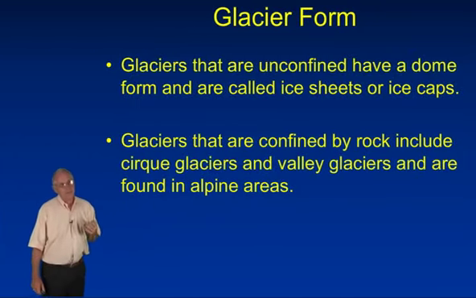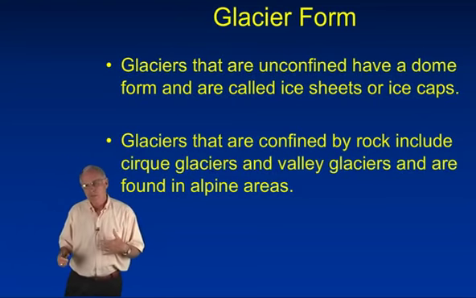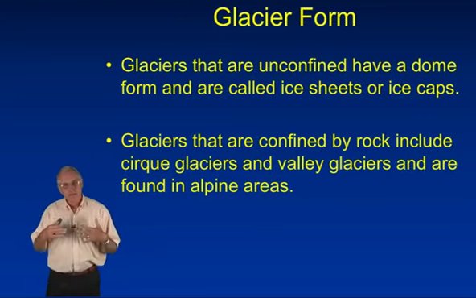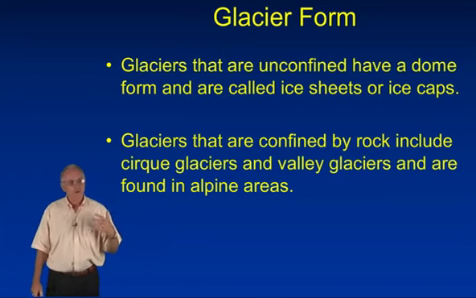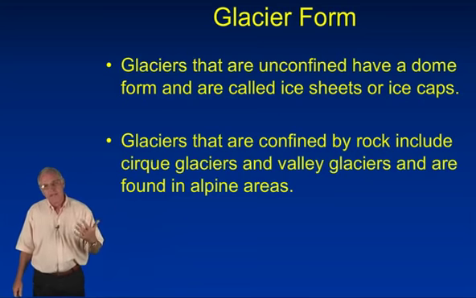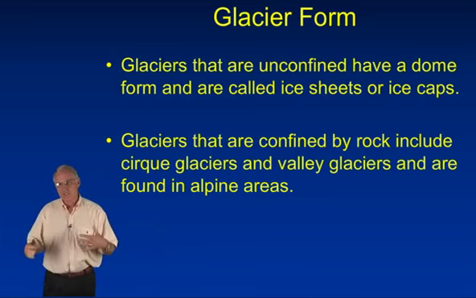Another way we can classify glaciers, in addition to their budget, is their form or their shape. Some are unconfined and have a dome-like form, kind of a convex cross-section. We call these ice sheets or ice caps. Greenland and Antarctica have huge ice caps or ice sheets developed on those islands and continents.